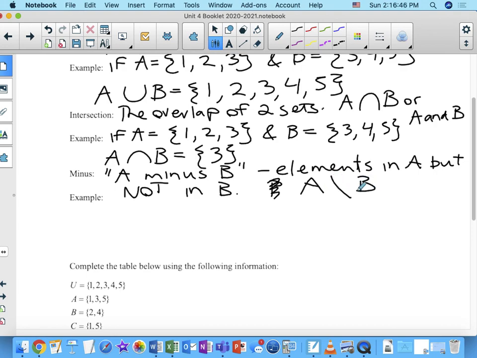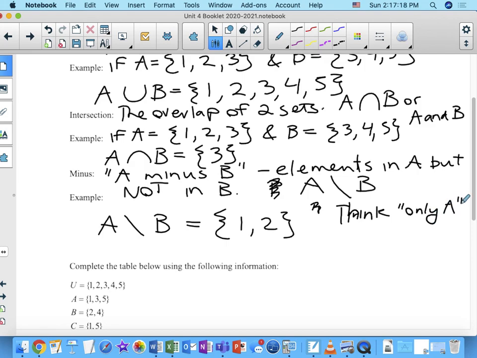Okay, so if I'm talking about A minus B, using the same sets above, right? So if I'm looking at A, that's 1, 2, 3, and I take out anything that's in B, well, the element that's in B is 3, because B is 3, 4, 5, right? So A minus B is 1 and 2. Okay, and you can think of it as like only A, right? So think only A. That's one way of thinking of it.